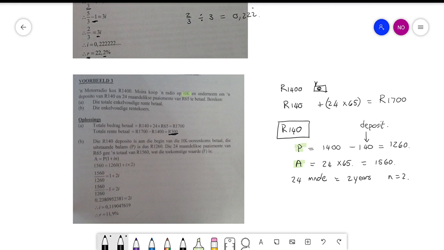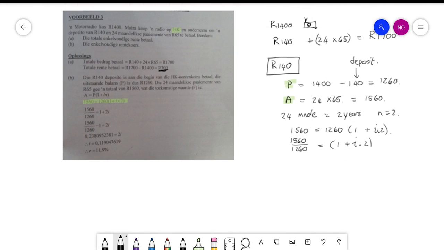Okay, goed, en hulle vra vir ons om vir I te bereken, so in hierdie stap het hulle net gegaan, ek weet nie of julle lekker daar kan sien nie, ek sal dit net vir julle weer uitskryf. 1560 is gelyk aan 1260, 1 plus I is wat ons wil uitwerk, en N is 2. So then they start by dividing these two. Okay, en ek het nou uit gewoonte daai hakies daar geskryf, but because the 1260 is gone, you can write this without the brackets, it doesn't matter.